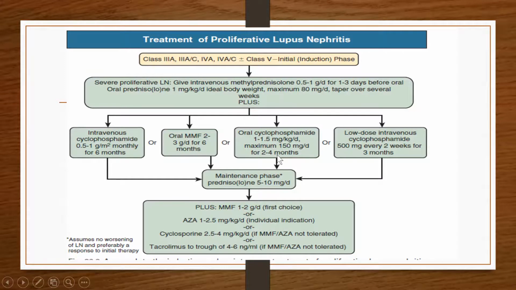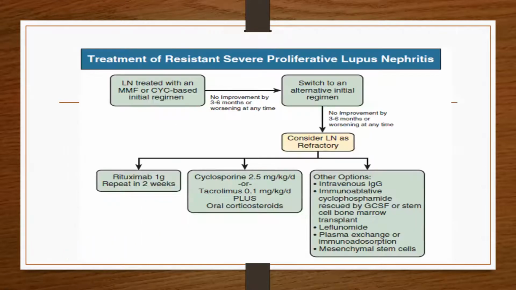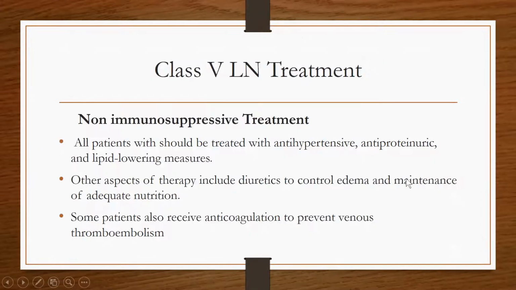You give it for 3 to 6 months, followed by a maintenance therapy in which you maintain the therapy with the low dose of MMF or azathioprine for almost a period of 24 to 36 months. Treatment of resistant or severe lupus nephritis. If this therapy does not work, you wait 3 to 6 months, and then you have all other options. You could consider rituximab. You could add cyclosporin into MMF and prednisone, and you have all these other options.